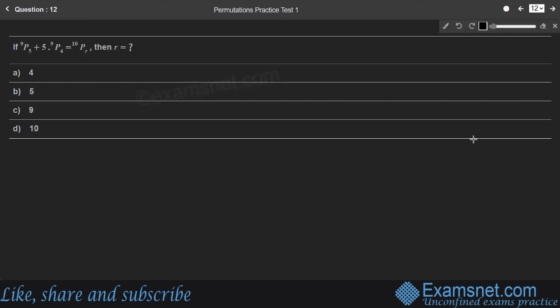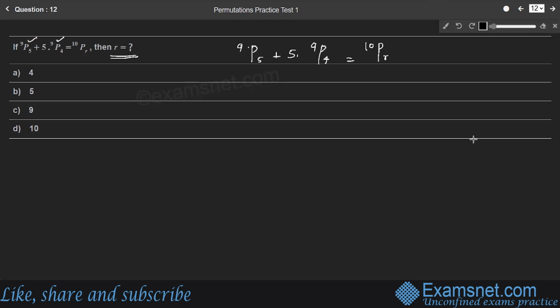Question number 12. If 9P5 plus 5 into 9P4 is equal to 10Pr, what is the value of r? We'll consider the given equation: 9P5 plus 5 times 9P4 is equal to 10Pr.